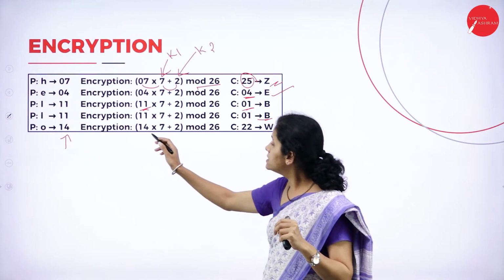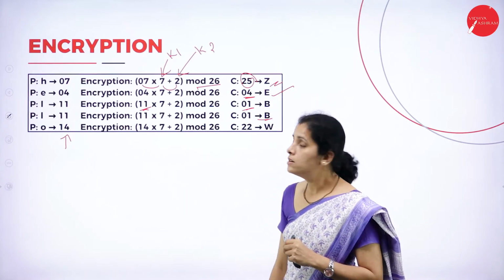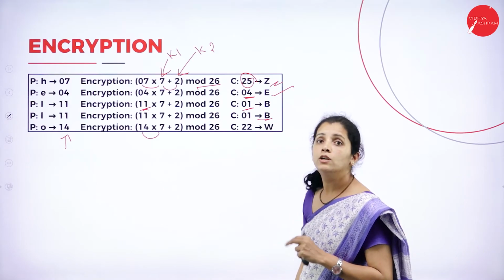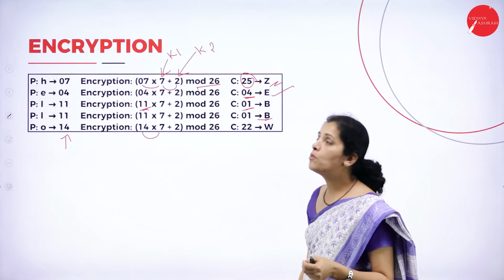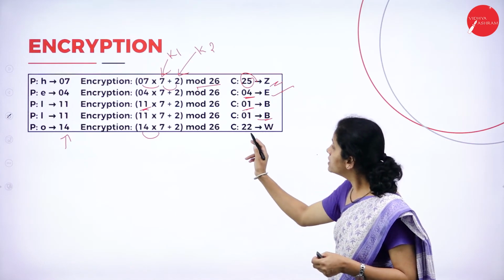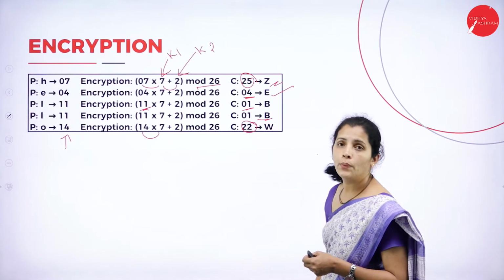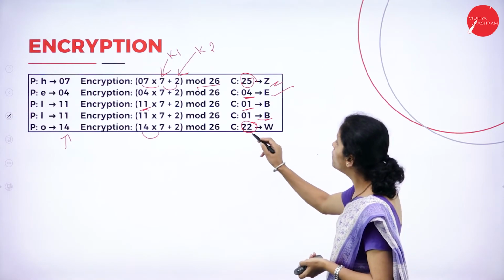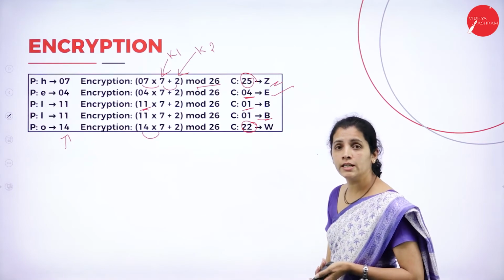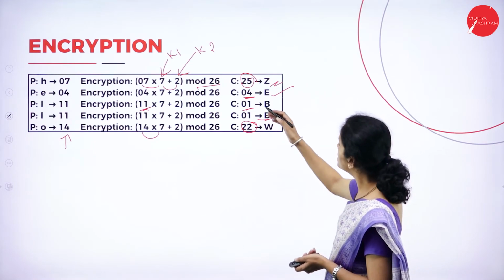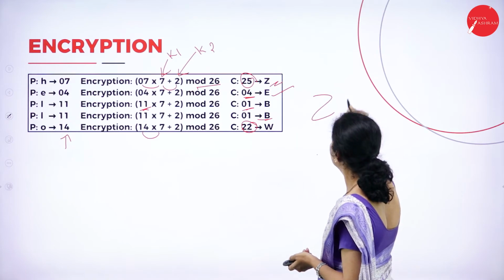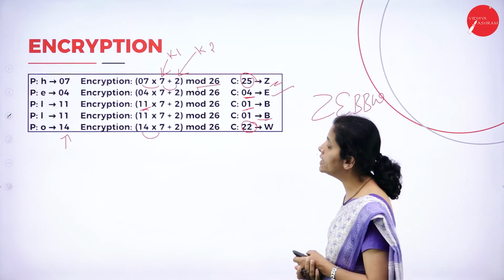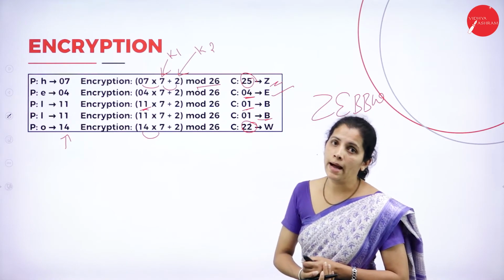Now if I consider 14 into 7, first perform multiplication, then add 2 to that, then perform the modulo operation. After that I'm going to get 22. That is the remainder, 22. And what is present at that location? It is W. So what is my ciphertext? ZEBBW.